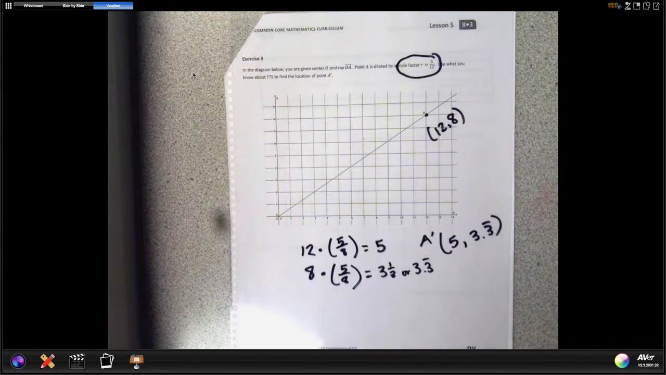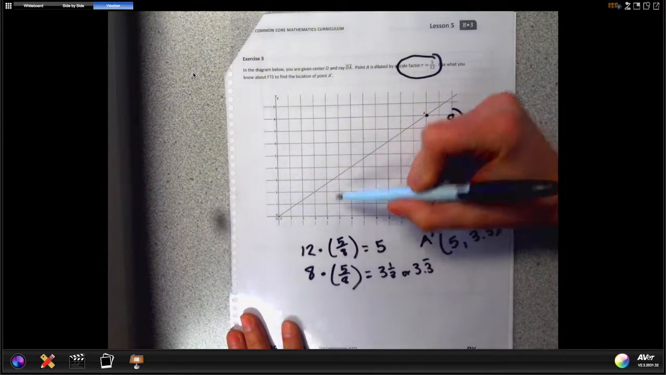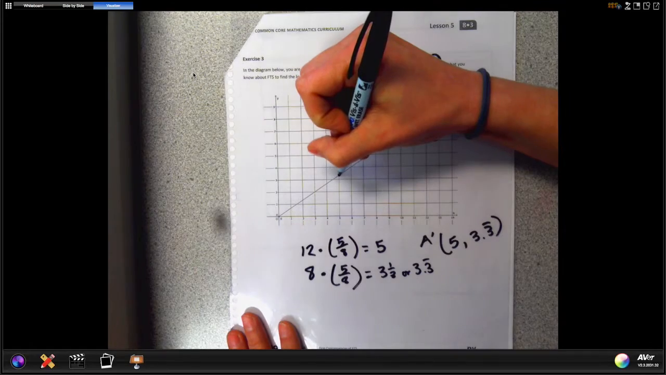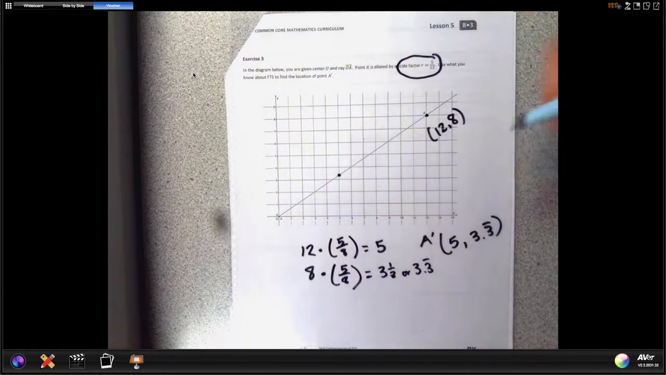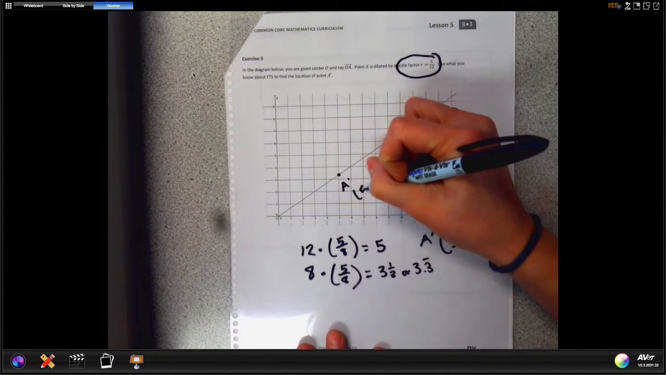And now we want to put that on the graph. So we're going to go right 5 and up 3 1/3. And it should land right on the line. That does look like 3 1/3 right there. So there's A prime. And that is the gist of our lesson for today.